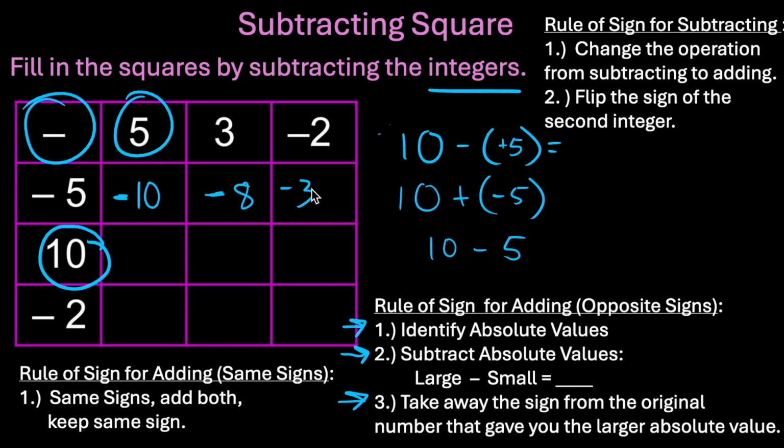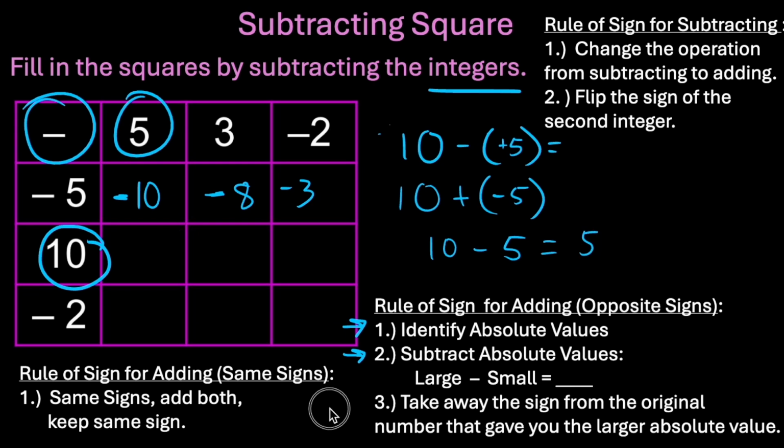And that takes care of the first step. And then the second step is to subtract the larger absolute value minus the smaller absolute value. So we finish that step. So 10 minus 5 is 5.